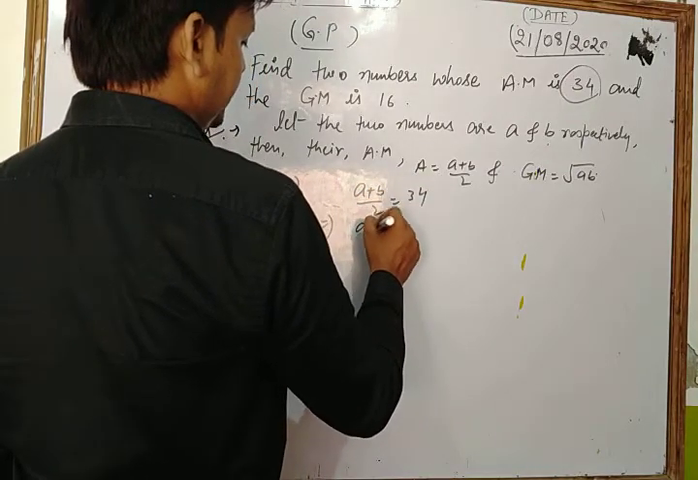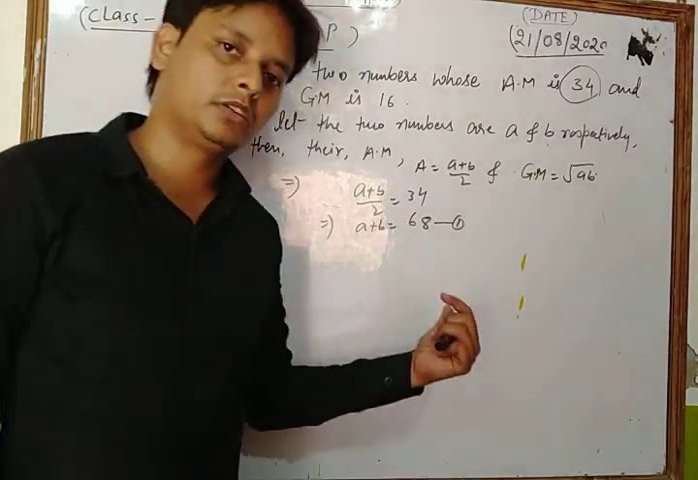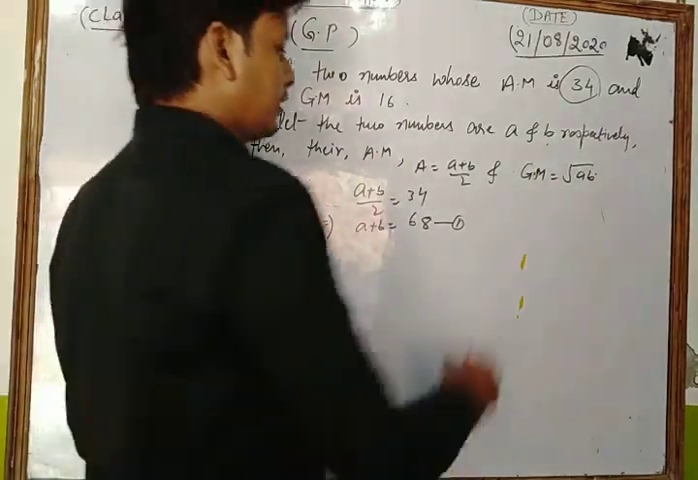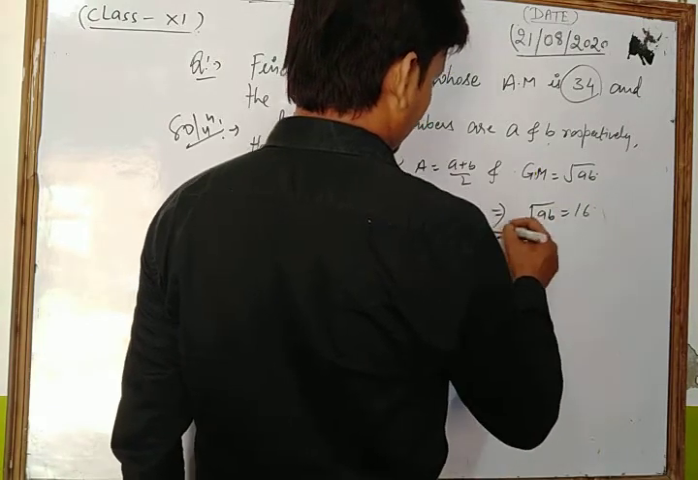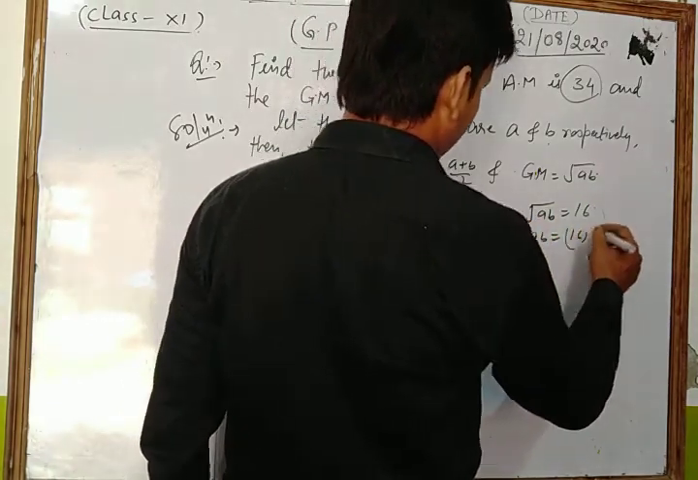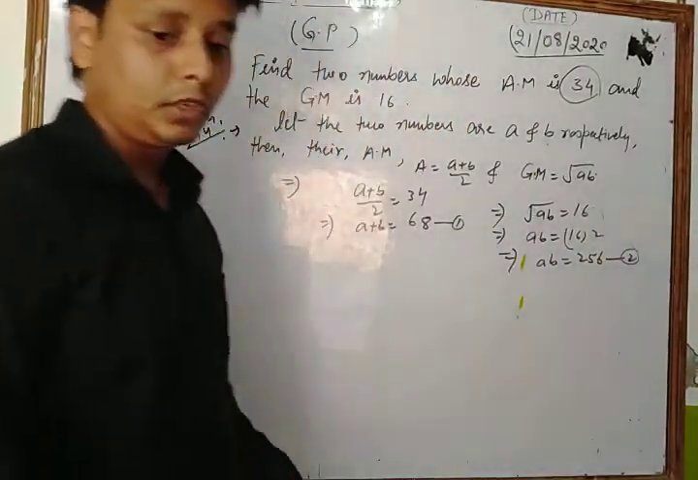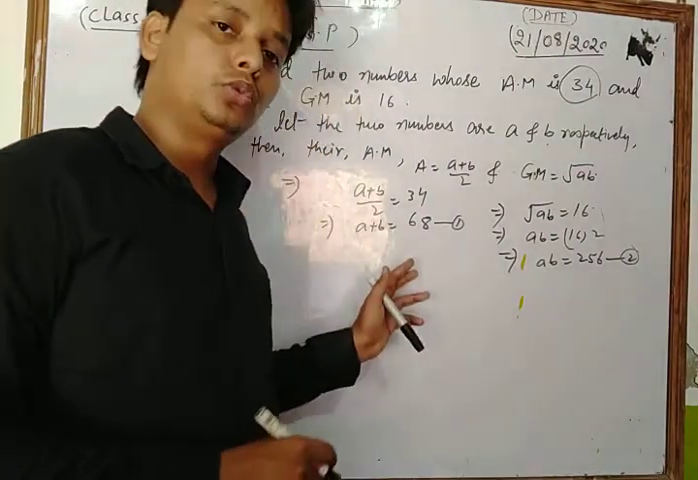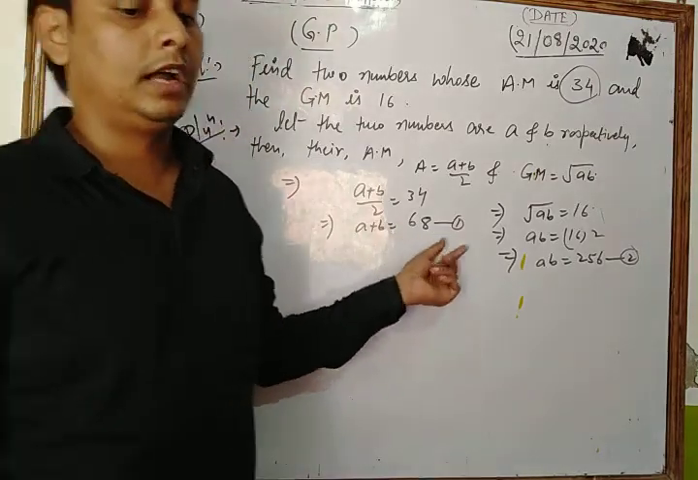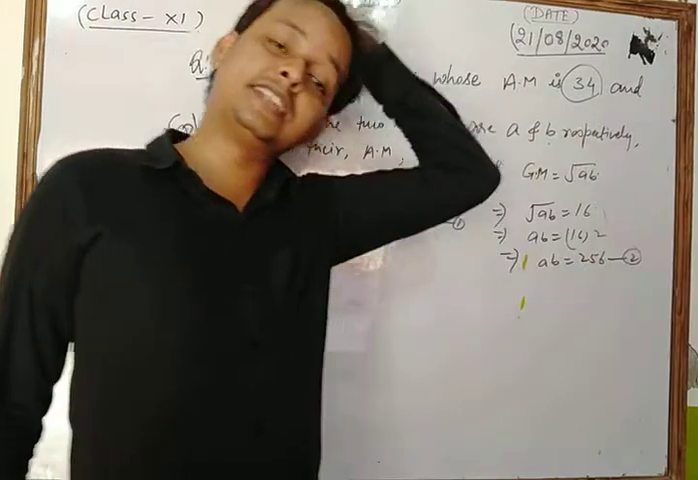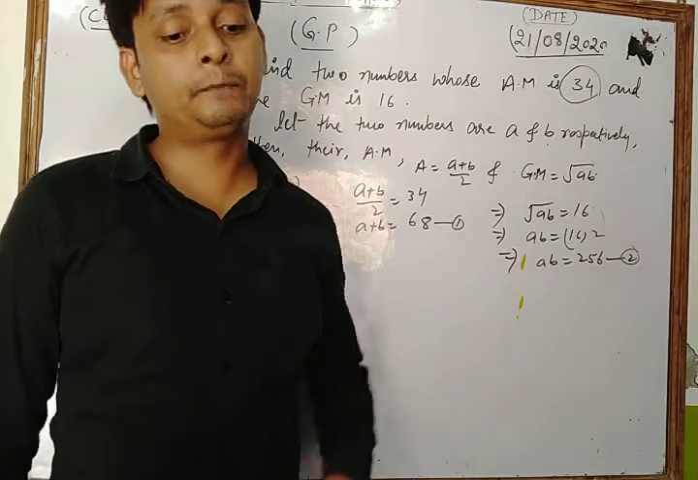So we get the relation a plus b is equal to 68. Take equation number 1. Same as the geometric mean is given as 16, so we write under root ab is equal to 16. So the value of ab is equal to 16 square, so ab is 256. Equation number 2. So there are two relations which we have: one is a plus b is equal to 68 and the second one is ab is equal to 256. Now we find the value of the two numbers a and b.